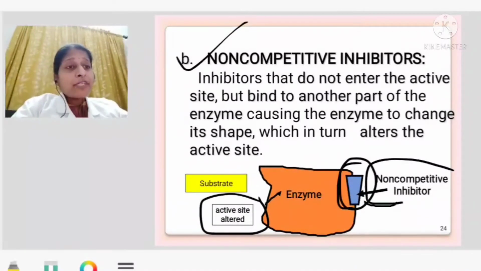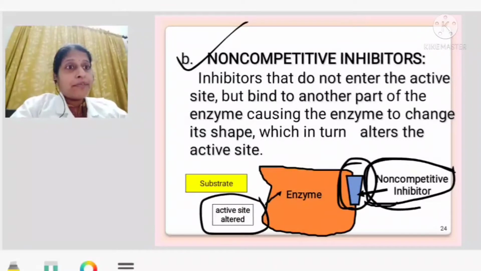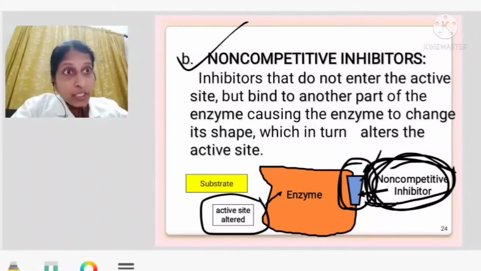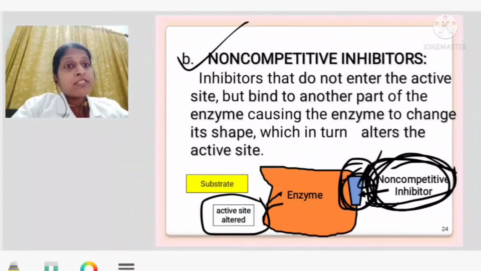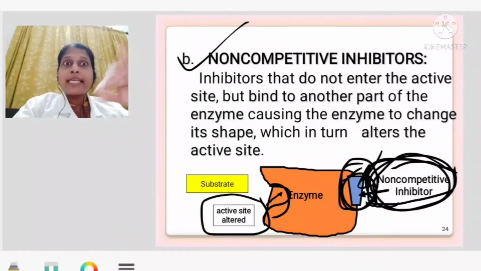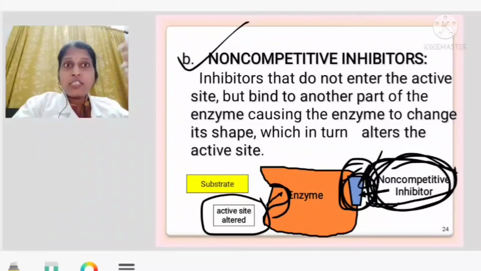So after getting attached, this non-competitive inhibitor is a chemical substance which, when it attaches to any other site of the enzyme, causes bonding in the enzyme to break, and the structure of the active site gets altered. Altered means it changes.